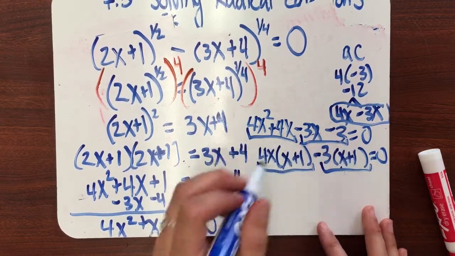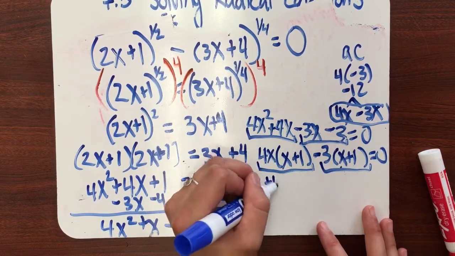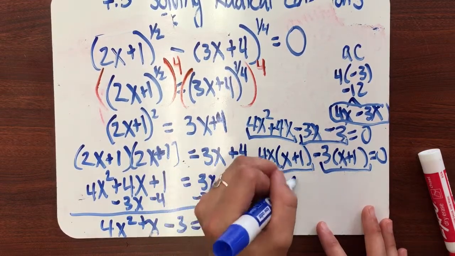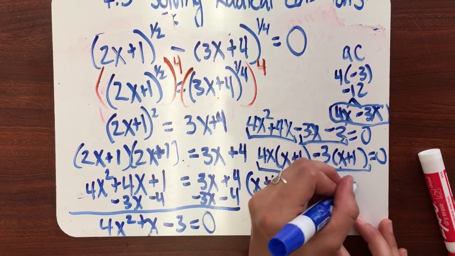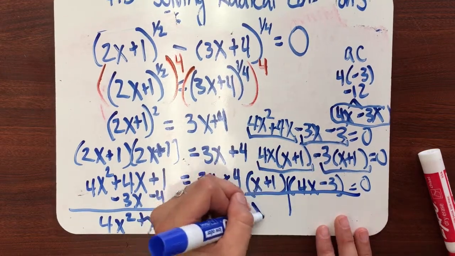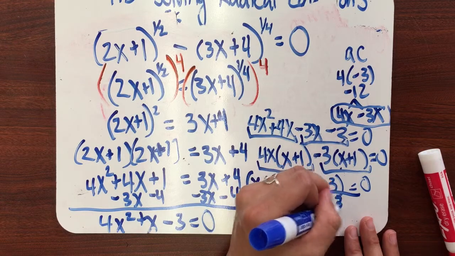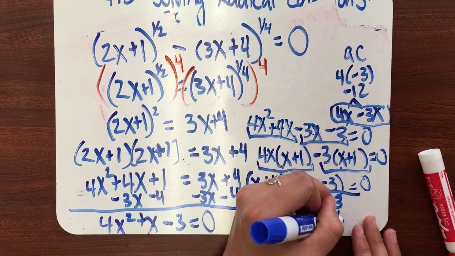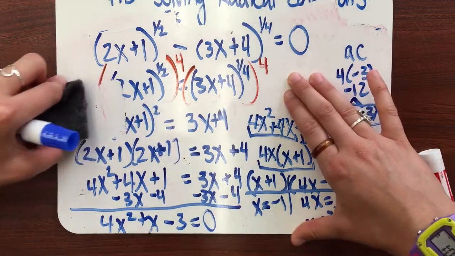Okay, finally we say, what can we take out from both of them? We made both of them have an x plus 1, so we take that out, and then we're left with a 4x minus 3 here equals 0. Finally, we do our t-chart. We get x equals negative 1, 4x equals 3, or x equals 3/4. And then the last step is to check that.